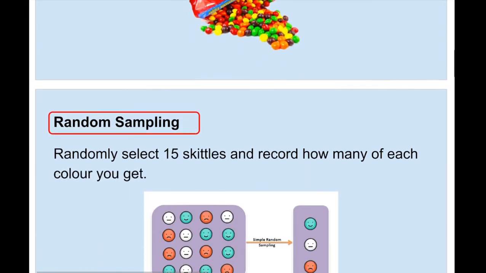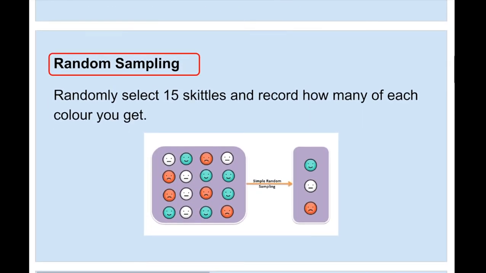Random sampling. So from your bag of Skittles, randomly select 15 of them and record how many of each color you get. Right, so that's an example of random sampling. Each one has an equally likely chance of being selected. You pick 15 of them.